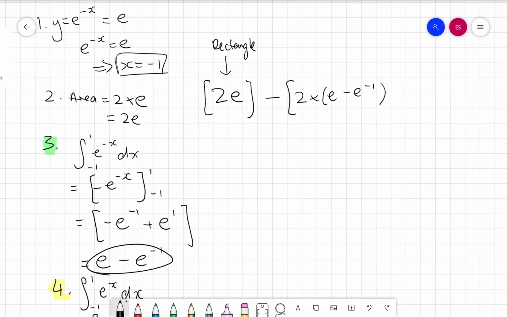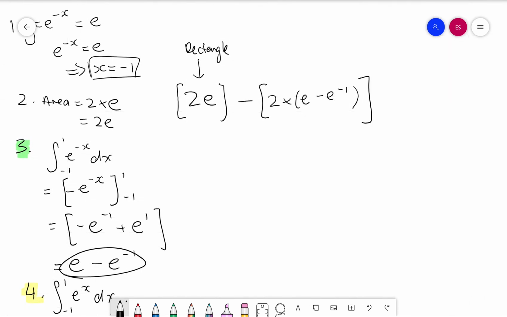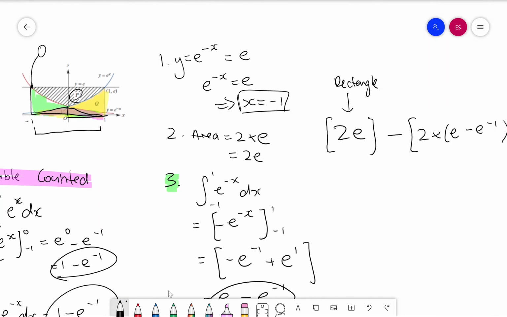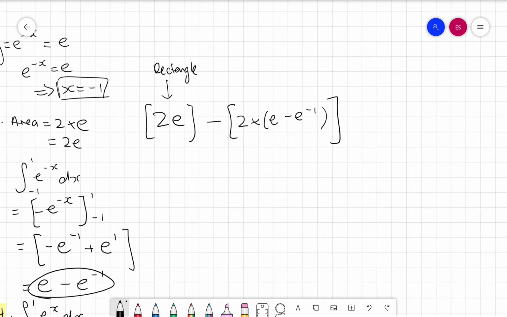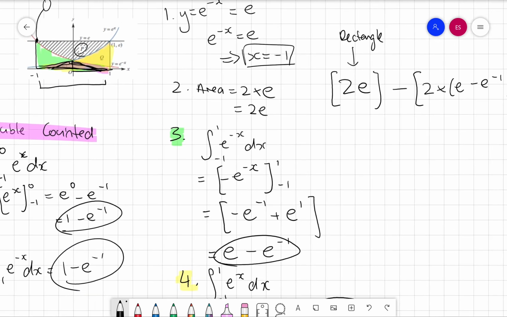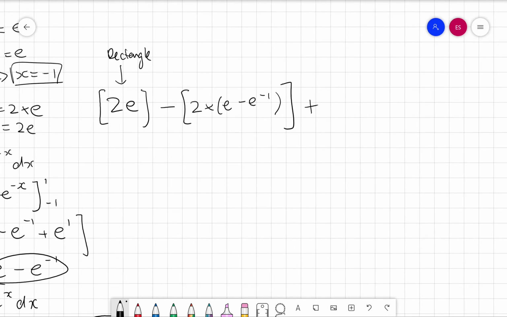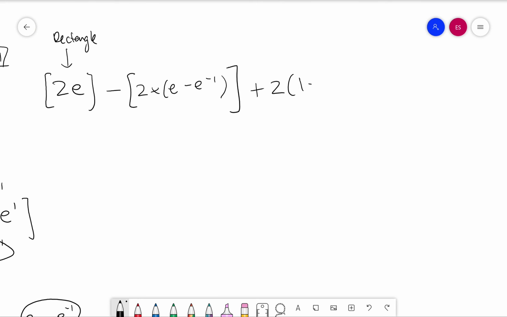But remember, we've taken off this little bit here. This bit's been double counted. So we need to add it back on. And it's 2 times 1 minus e to the minus 1.